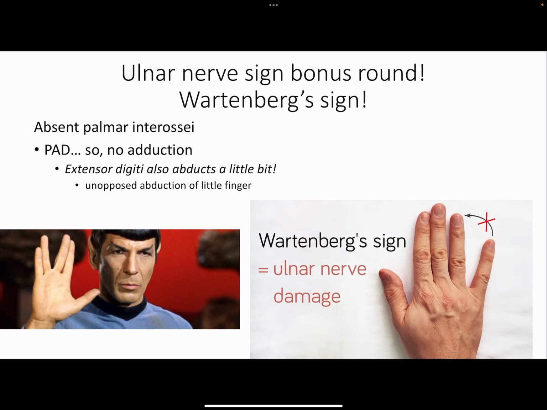All right, so there's more to figure out with the ulnar nerve. Wartenberg sign. So remember, ulnar nerve is palmar interossei, and your palms bring people together. So this is adducting. So we don't have any adduction.